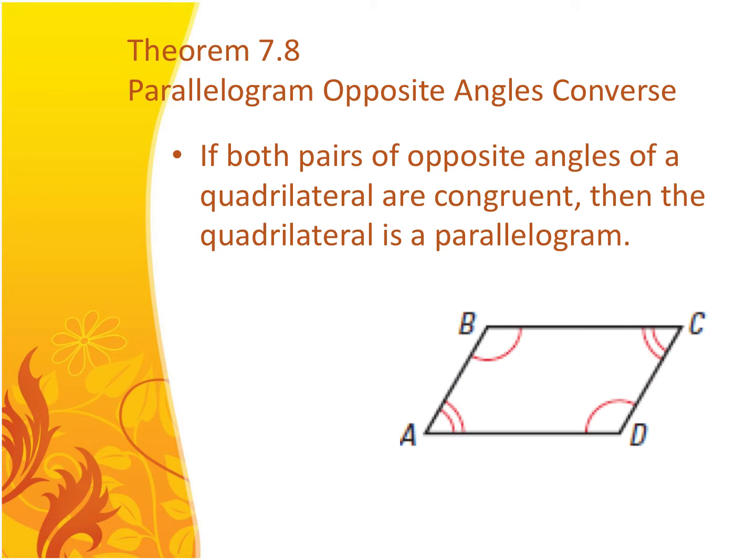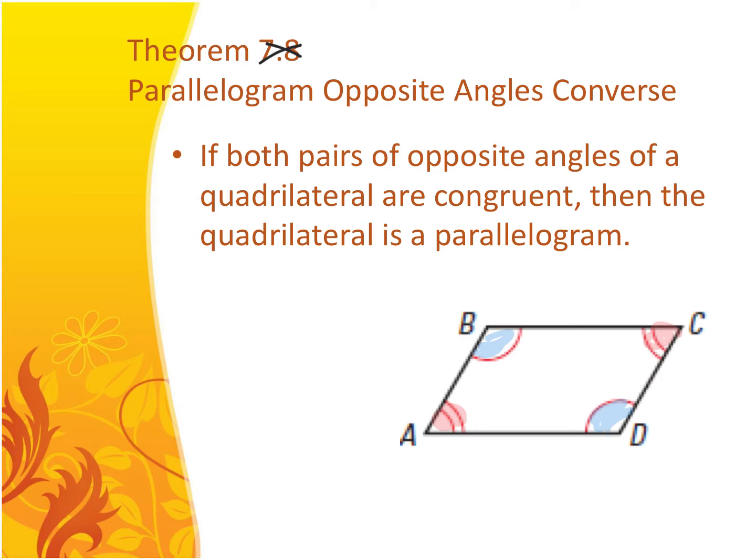Next one, again, don't memorize the number. You can either memorize the name or what it says. This one is the parallelogram opposite angles converse. So if both pairs of opposite angles of a quadrilateral are congruent, then the quadrilateral is a parallelogram. So again, notice in my picture, I have congruency marks on angle B and angle D. These are opposite angles, as well as angle A congruent to angle C. So because both pairs have congruency marks, I can say that ABCD is a parallelogram.